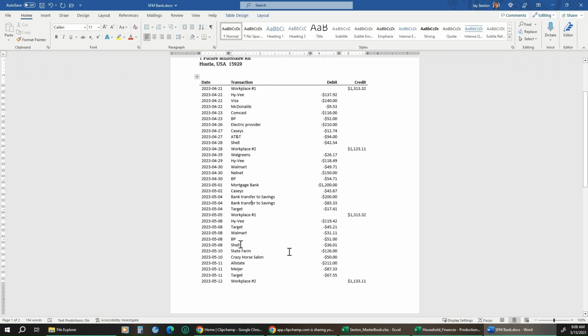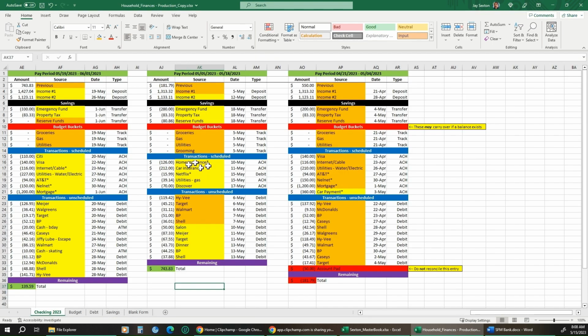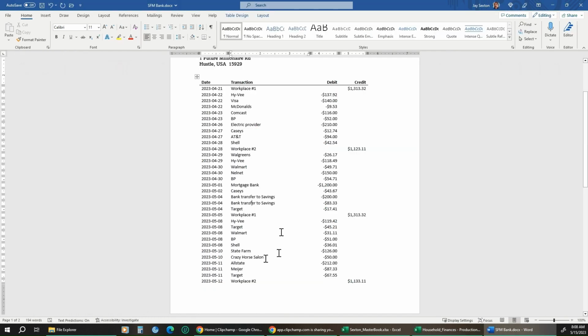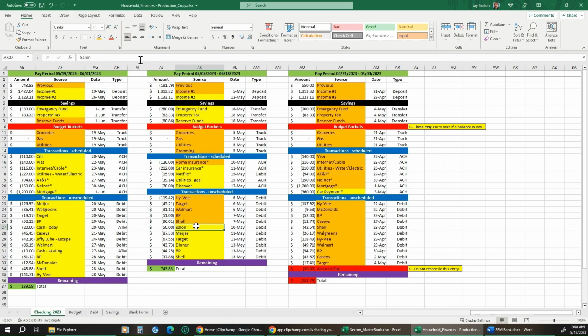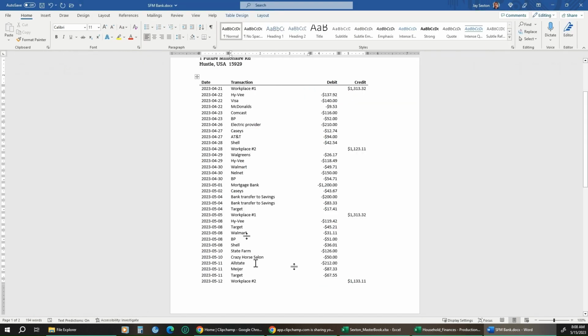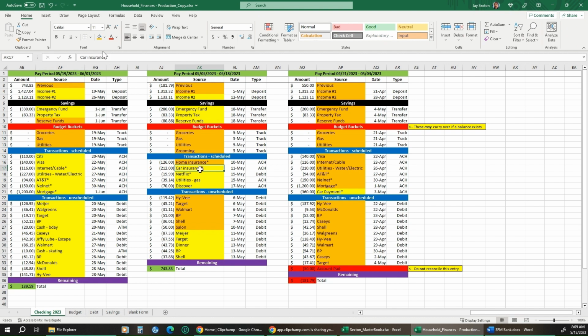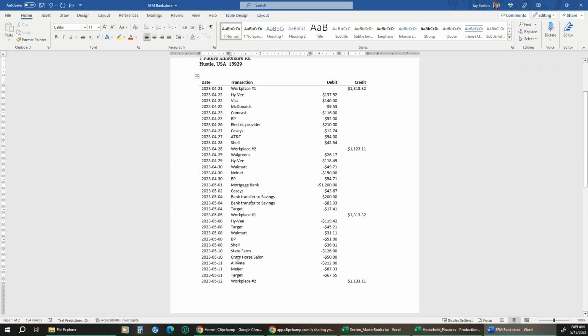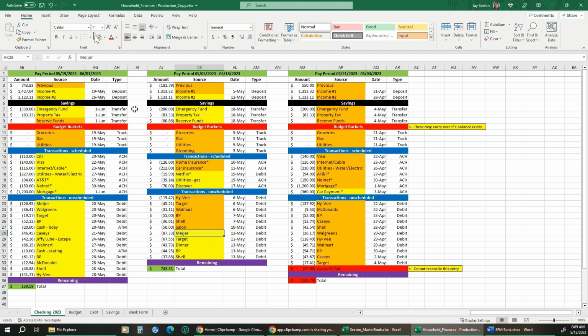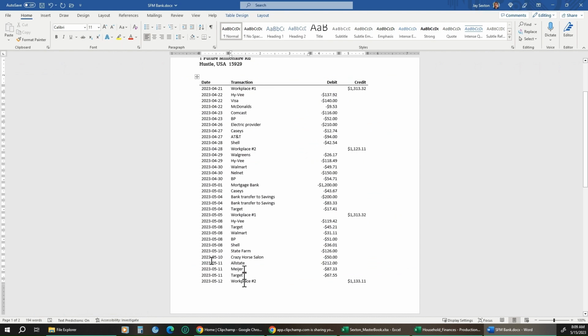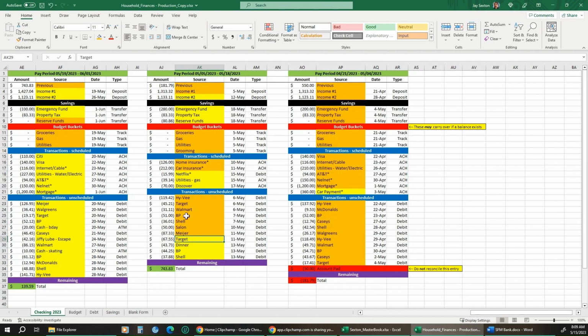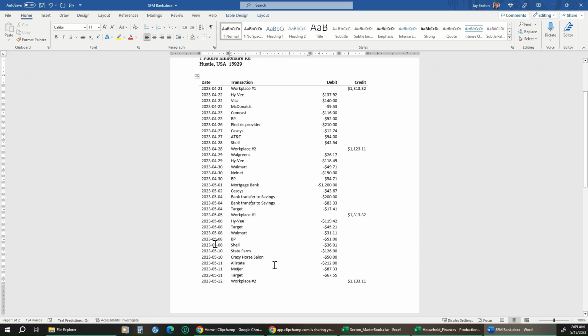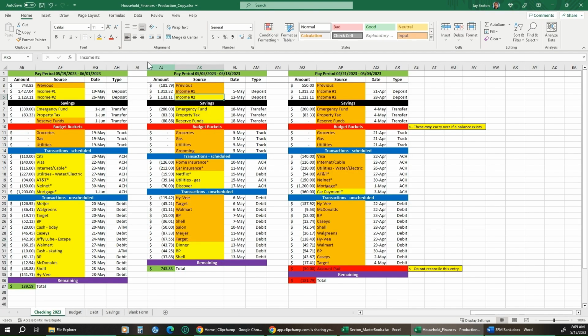So after Shell, we had State Farm for 126 on the 10th. That should have been a scheduled one. So we have home insurance, 126 on the 10th. Crazy Horse Salon, that's totally made up. There's probably one somewhere, but not here. $50 on the 10th. I had Salon, $50 on the 10th. Allstate, 212 on the 11th. That should have been my car insurance, 212 on the 11th. There's Allstate. Meyer, 87.33 on the 11th. There's Meyer for 87.33. Target, 67.55 on the 11th. There's Target for 67.55 on the 11th. And our second workplace payday was 1133.11. Got that on the 12th.